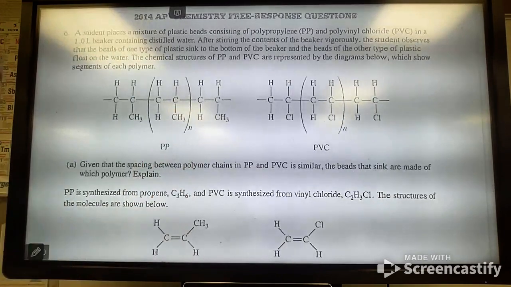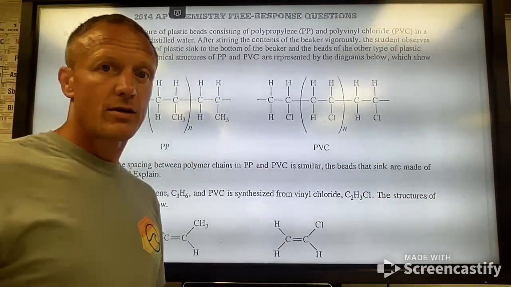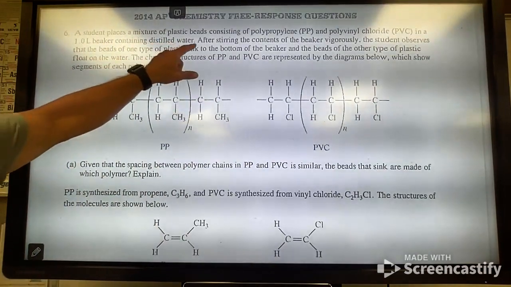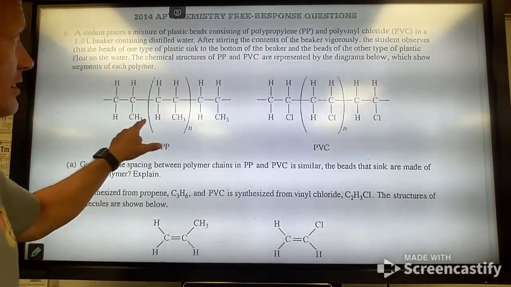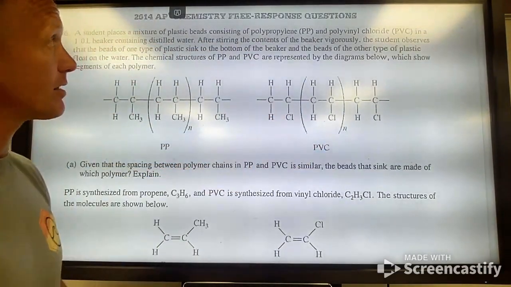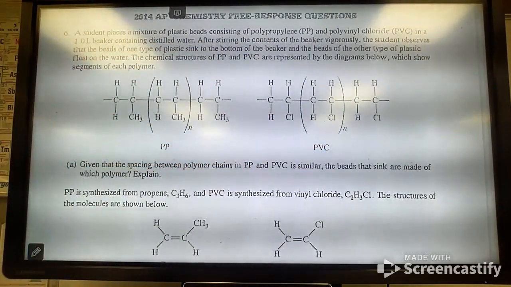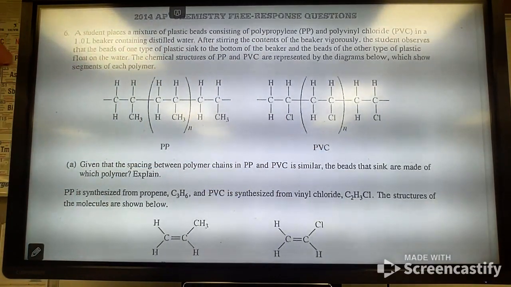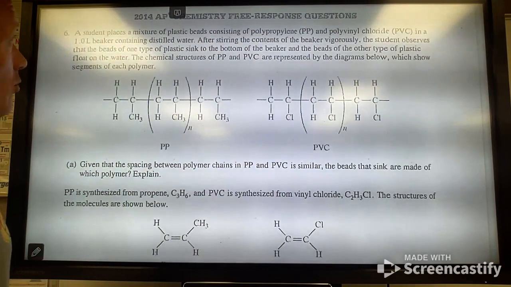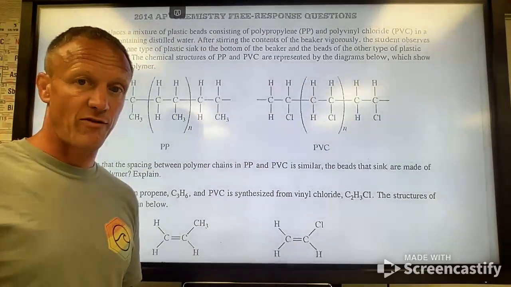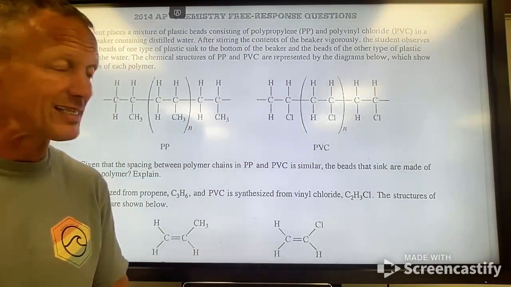All right, here's a quick question. 2014. Student places a mixture of plastic beads consisting of polypropylene, that's that, and polyvinyl chloride, PVC, if you've heard of that, the white plastic you see a lot of times, in a 1 liter beaker containing distilled water. After stirring the contents of the beaker vigorously, the student observes that the beads of one type of plastic sink and the other plastic float. Tell why. And the reason I'm talking about this one is a lot of people think this is an intermolecular forces question. It's just a buoyancy question, just a density question.